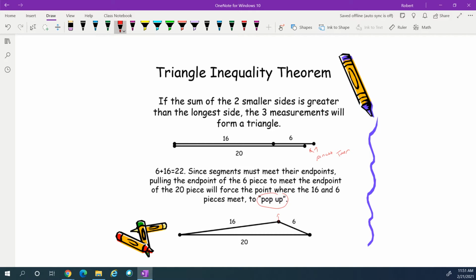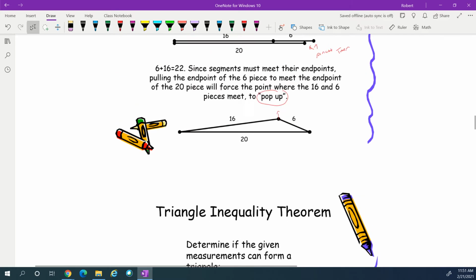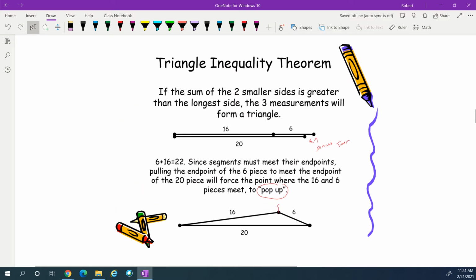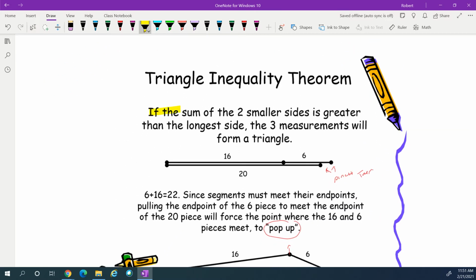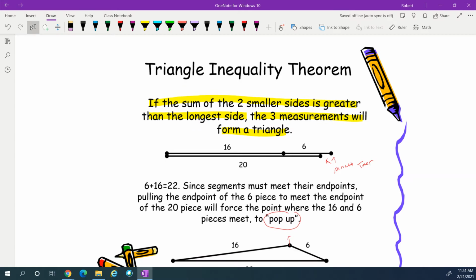So to summarize it, we can say if the sum of the two smaller sides is greater than the longest side, then those measurements will form a triangle. So the sum of the two smaller has to be greater than the third side. And if that's true, that forms a triangle.